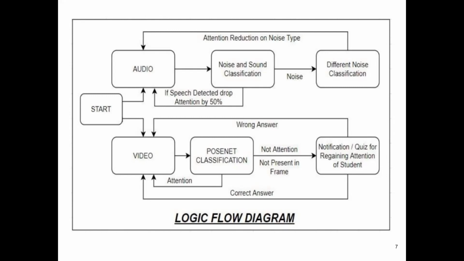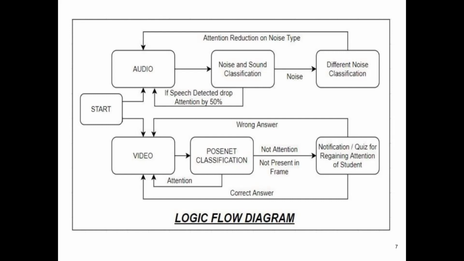So audio, what we are trying to do is segment the background noise and estimate whether there is any speech detected in the background noise. So let's say, for example, a student is sitting in the lecture and he's talking to some other people in the neighboring room or something. So in that case, he's of course not paying attention. So in that case, what we try to do is we drop the attention value score by 50% if speech is detected.